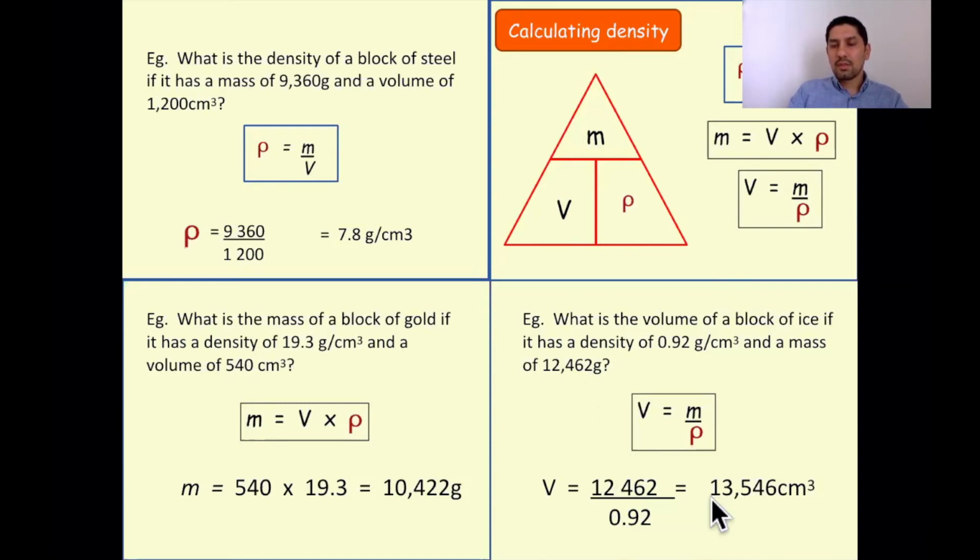Here I want to mention one thing. Students usually get confused when they convert centimeter cube into meter cube to write suitable units. So how do we convert? We can write the equation, and we can also simply convert by multiplying by 10 to the power of -6. So 13,546 times 10 to the power of -6 will be equal to 0.013546 meter cube.